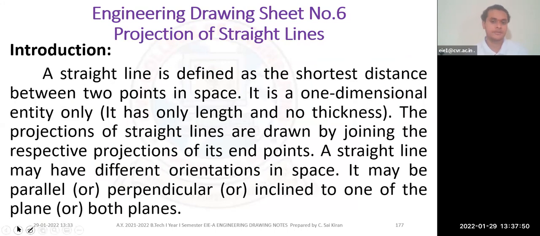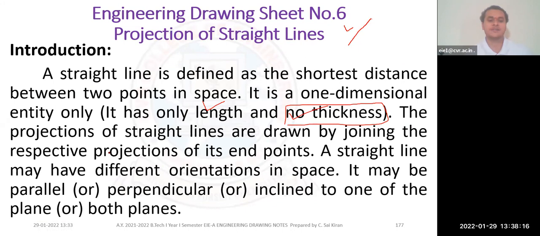A straight line is defined as the shortest distance between 2 points. Suppose I have 2 points. If I join these 2 points, it will become a line. This is one dimensional. It has only one dimension, either length or width or thickness. When it has length, it doesn't have any thickness. Whenever we say a line, it has no thickness. It has only the length value.